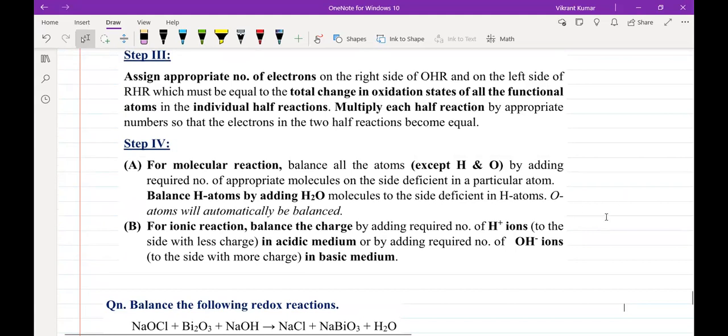पहला step, identify the oxidation states of all the functional atoms on both the sides. दूसरा step, write the half reaction, balance the functional atom. That was the second step. Third step was, allot appropriate number of electrons before adding them. Multiply each half reaction with appropriate number so that electrons are balanced.